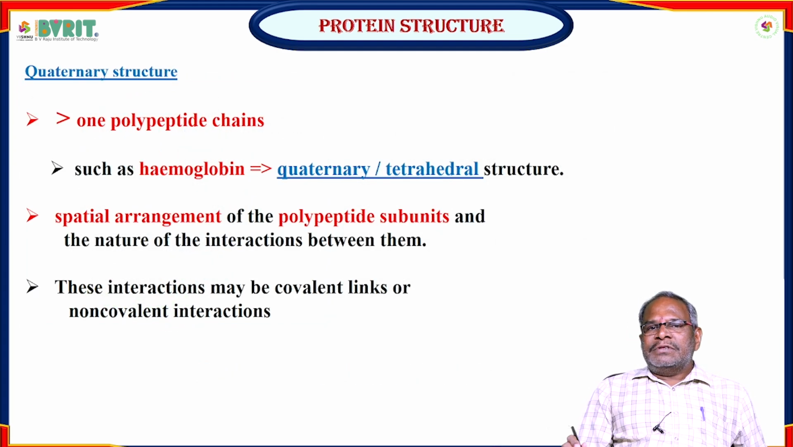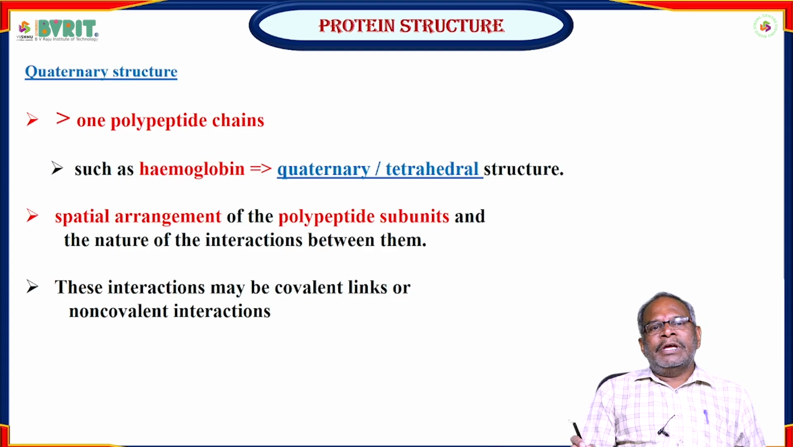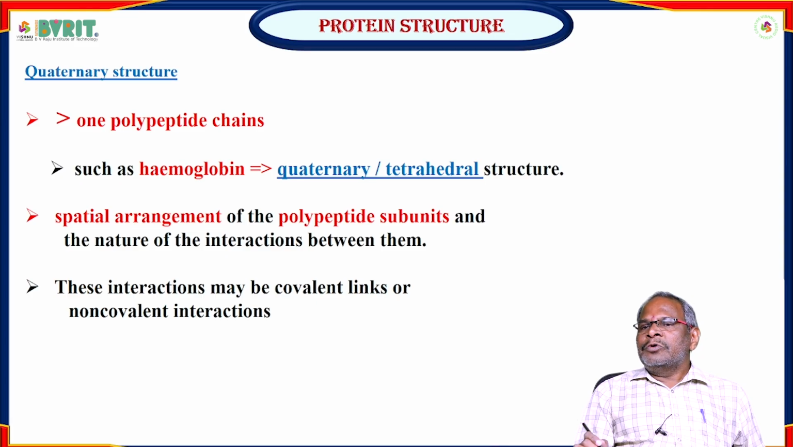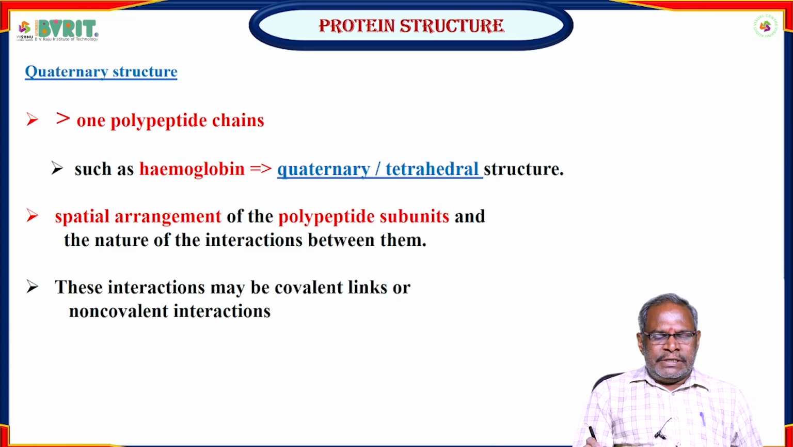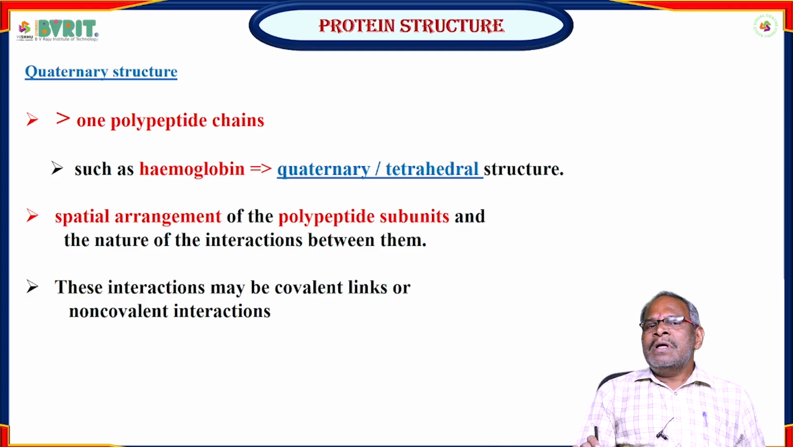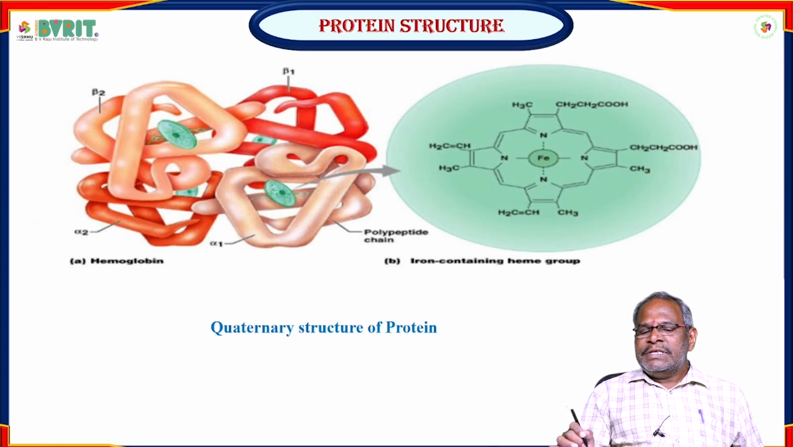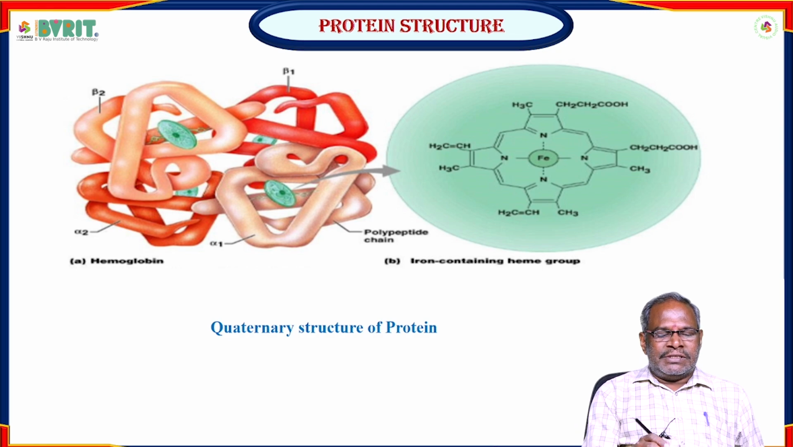Coming to the fourth level, it is called the quaternary structure. Here we take the example of hemoglobin, the iron-containing protein. The arrangement has two alpha helix structures and two beta pleated sheets in the structure. The polypeptide chains are linked together, and these interactions may be covalent or non-covalent interactions of the protein molecule. This is the quaternary structure of the protein.